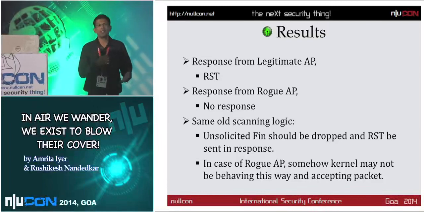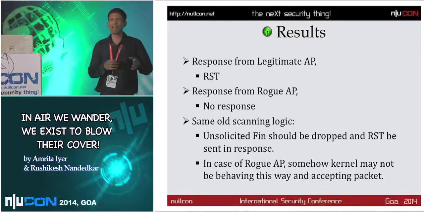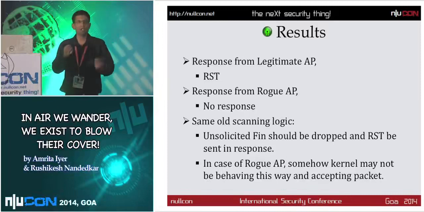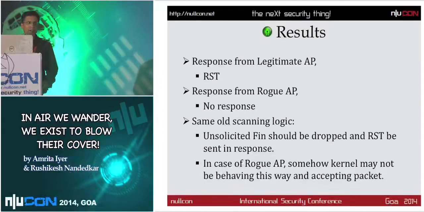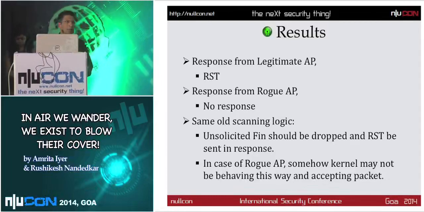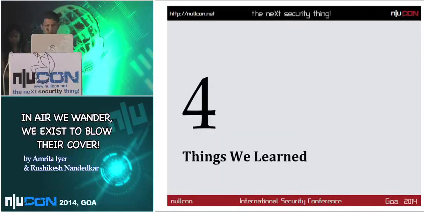It should have answered RST just because there is no TCP three-way handshake initiated. There is no SYN, SYN-ACK, ACK initiated. So an arbitrary, unsolicited FIN packet injected should be answered with RST or should be dropped, right? But that is what is not happening at the rogue access point, and somehow the kernel is not behaving the way it should, through an access point's concern, I must say.